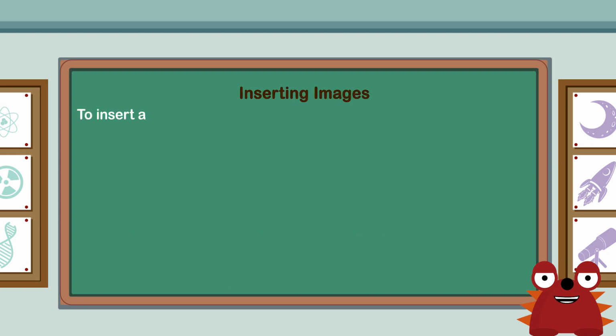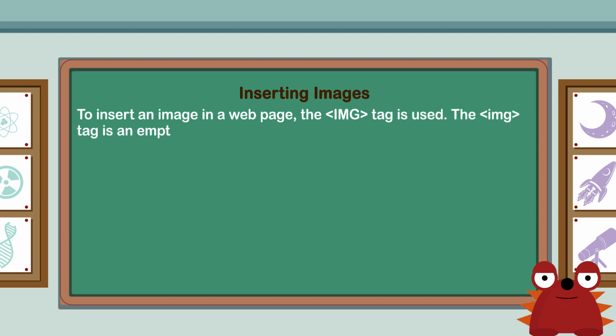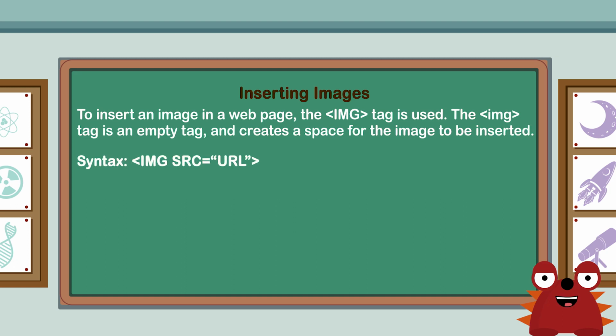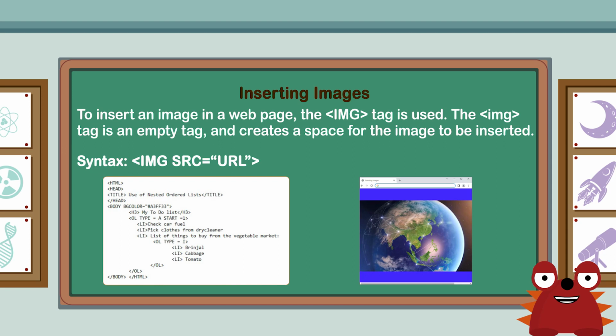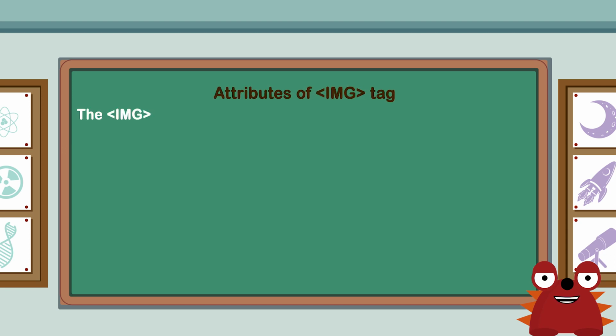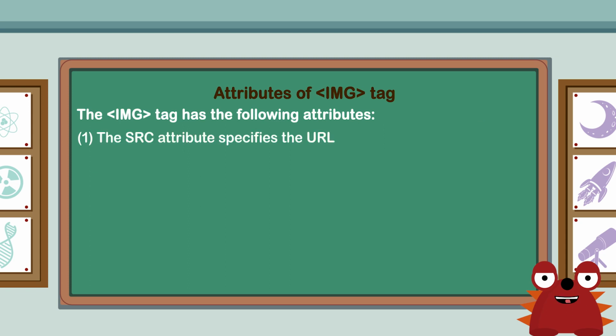Now, to insert an image in a web page, this tag is used. This is an empty tag and creates a space for the image to be inserted. This is the syntax. Here is an example and its output. This tag has the following attributes. First is that the src attribute specifies the URL, that is the web address or location of the image.